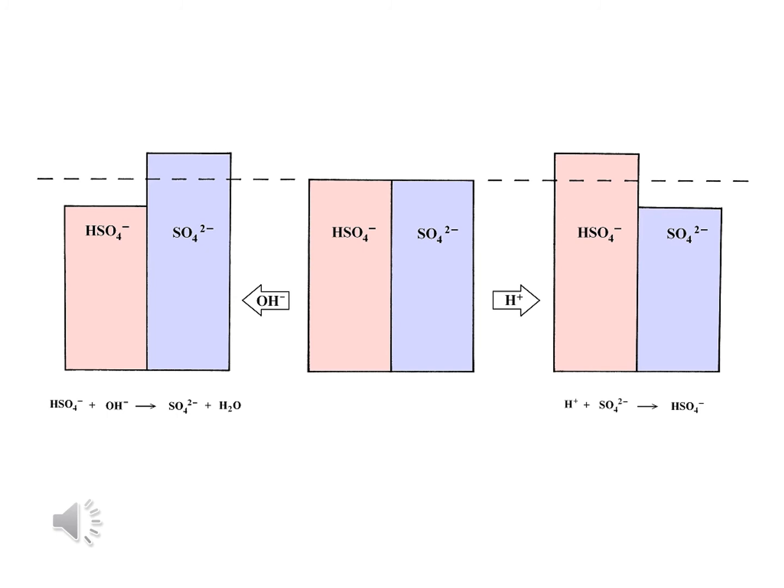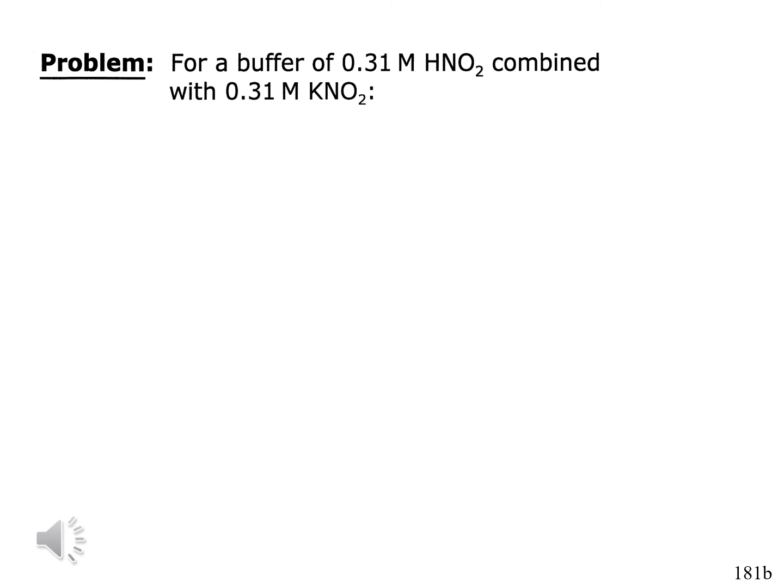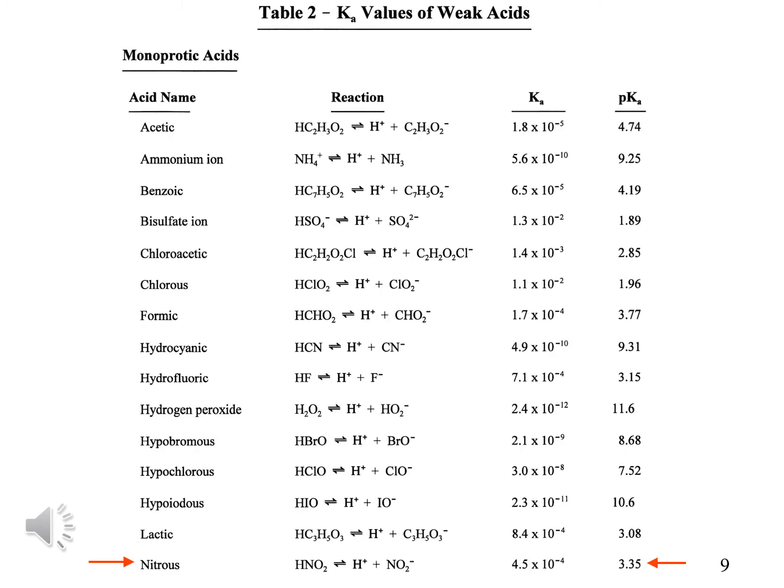This is an example of a problem, which is another way to ask equimolar. So if I ask you for a buffer with 0.31 HNO2 and 0.31 KNO2, this is another way of saying equimolar. HNO2 and NO2- are the last ones on the Ka table on page 9, and the pKa for an equimolar buffer, the pH would be 3.35.